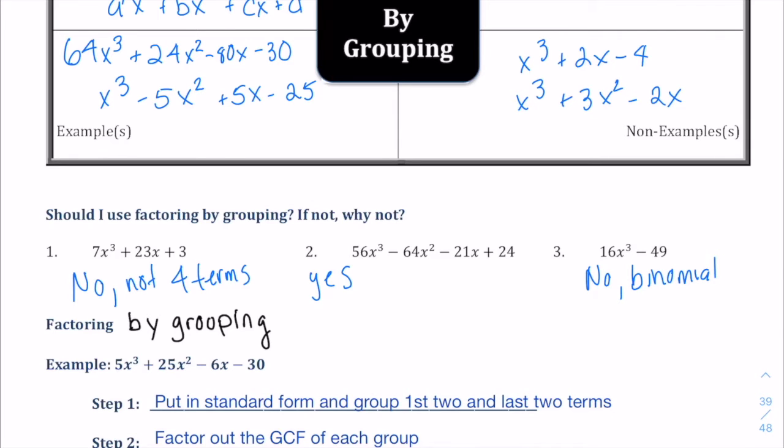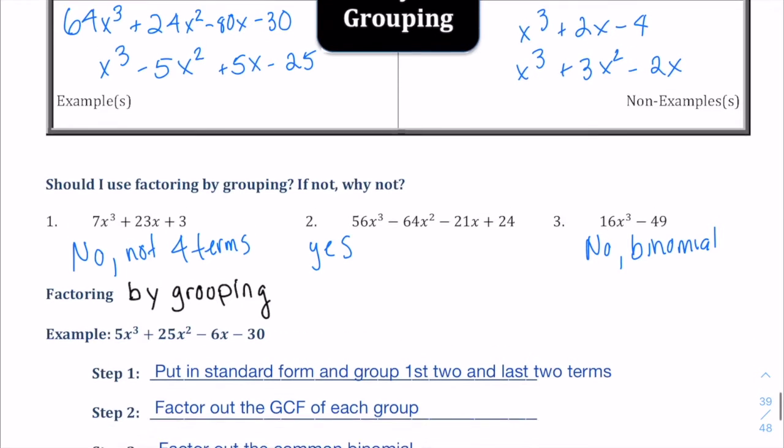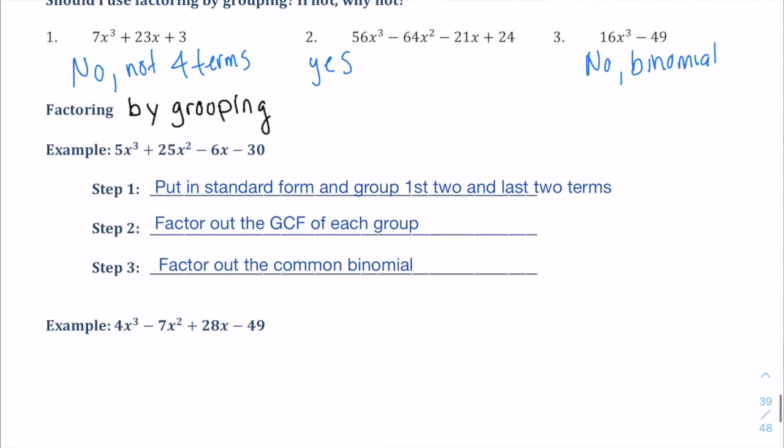Okay, so here are the general steps that we're going to use to factor by grouping. We're going to go through the steps and apply them to the polynomial 5x cubed plus 25x squared minus 6x minus 30. The first step is to put it into standard form and group the first 2 and last 2 terms. For our example, it's already in standard form, so we didn't have to do that. So what does it mean to group the first 2 and last 2 terms?